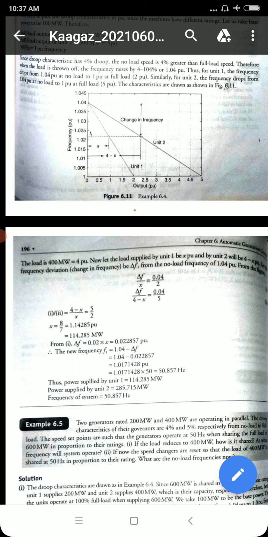I will get that (4 minus x) by x is equal to 5 by 2, or x is equal to 1.14285 per unit. Obviously it is 1.14285 per unit, which means it is 114.28 megawatt. So I got x here.